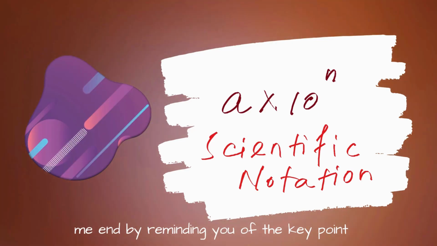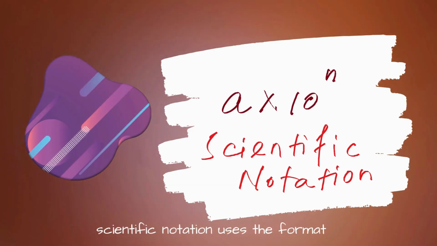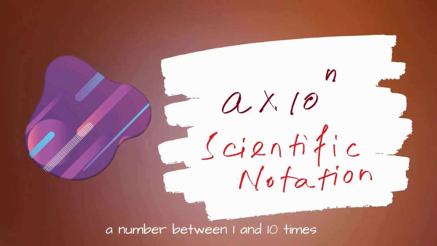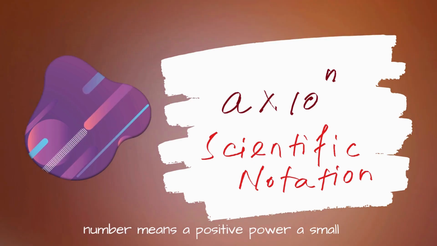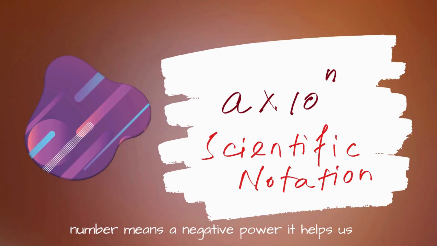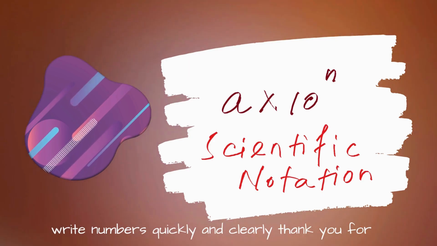Let me end by reminding you of the key points. Scientific notation uses the format: a number between 1 and 10, times 10 to the power of a number. A large number means a positive power. A small number means a negative power. It helps us write numbers quickly and clearly.